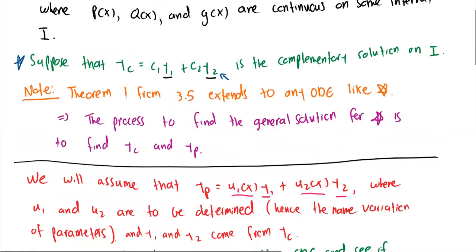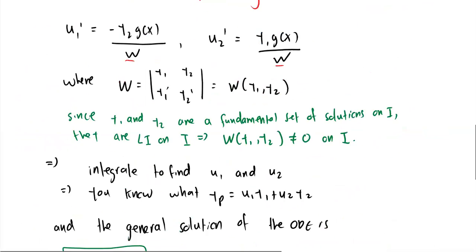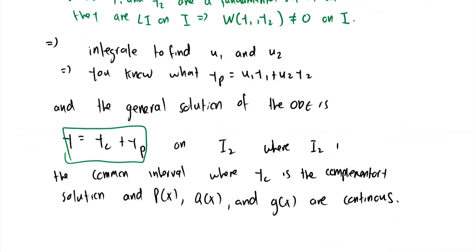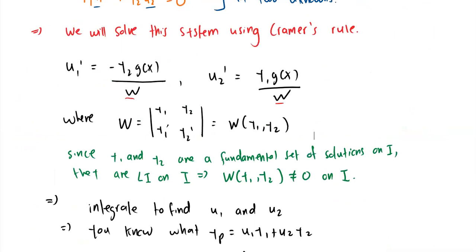So we went through the process. The process was assuming that a particular solution had this form, u1 of x times y1 plus u2 of x times y2, right, where y1 and y2 came from the complementary solution. Then we went through all the process of how we could find u1 and u2 that actually satisfy this, meaning that we can plug them in and we get a particular solution. And we got a formula. The formula was given in terms of u1 prime and u2 prime, right? And the Wronskian of y1 and y2.